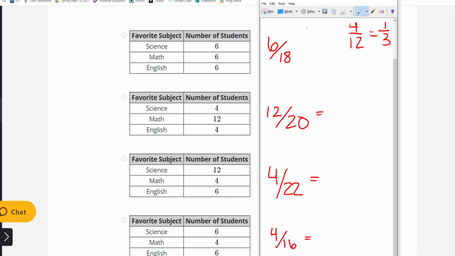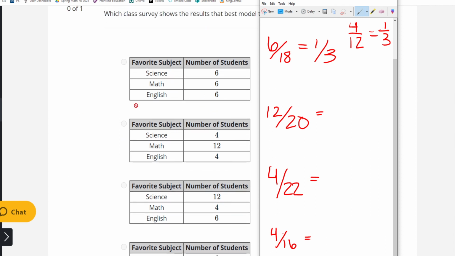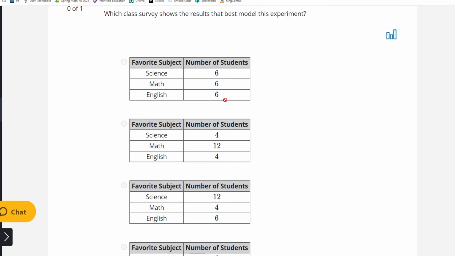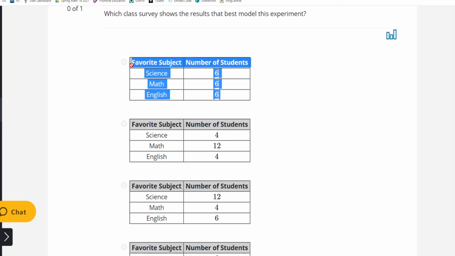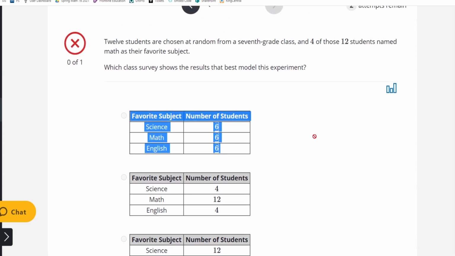So let's simplify these and see which one gives us this 1/3. 6 out of 18 simplifies to 1/3. Well, that was quick. On this one, we're only picking one table because it's not a select all that apply. I can only choose one. So that means this table that has 6 of each student who likes each of the different subjects, this one here is the correct one.